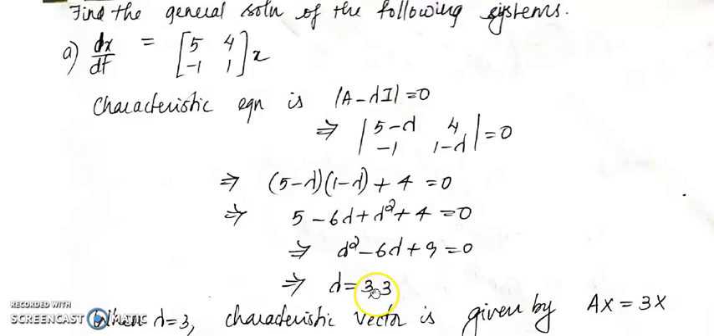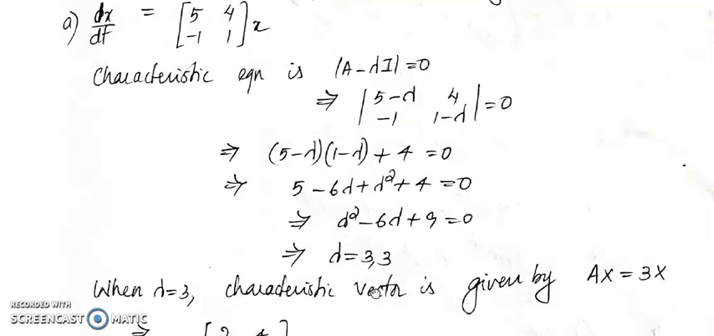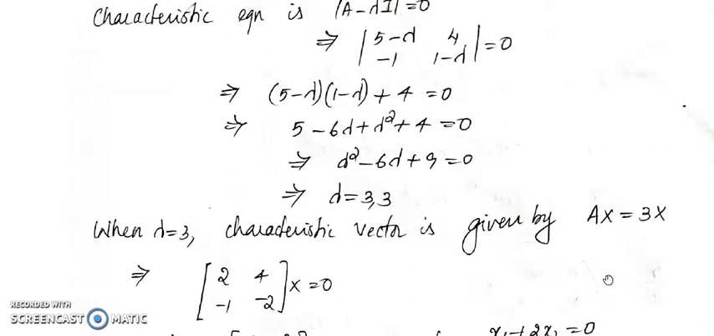Now since you have only a single root, let us find the characteristic vector corresponding to the root 3. When lambda is 3, the characteristic vector is a vector x such that it satisfies the condition Ax equal to 3x. So subtract 3 from the diagonal, and you will get 2 4, minus 1 minus 2, times x equal to 0.